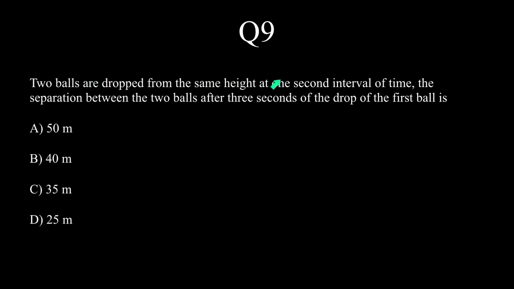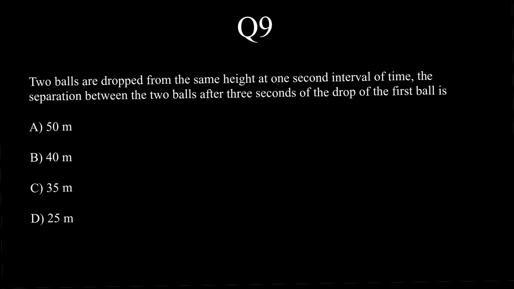Two balls are dropped from the same height at 1 second interval of time. The separation between the two balls after 3 seconds of the drop of the first ball is. This might sound very similar to the last question we did. The approach almost remains the same. Let us now try to get the analytical way out of it.